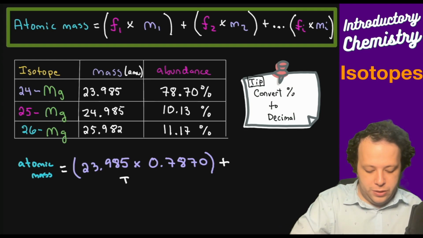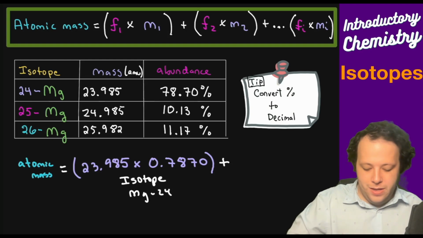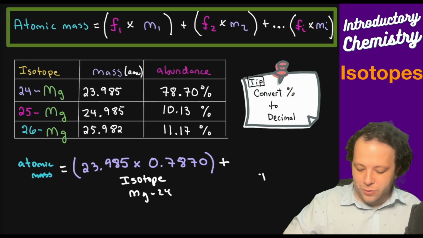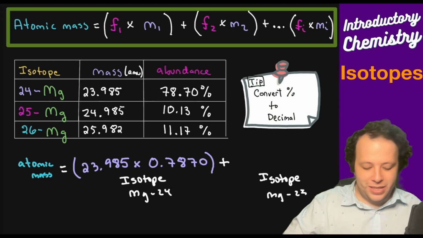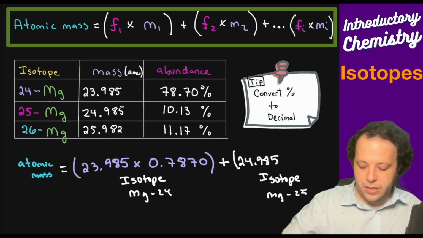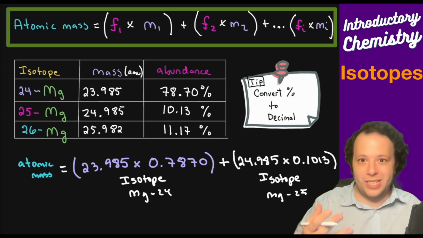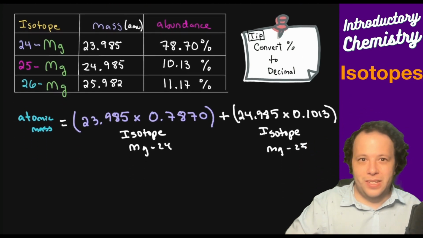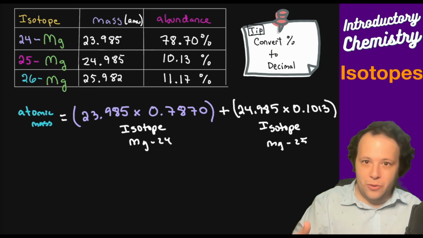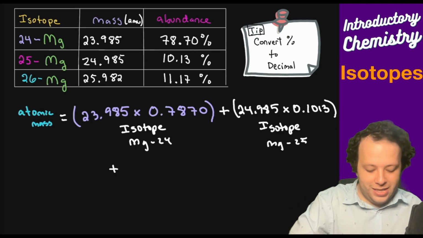So this is isotope 1, or we can even label it as isotope Mg24. Now what we're going to do is do the next one, which is isotope Mg25, and plug that into the equation as well. So we'll take 24.985, multiply that by 0.1013, which is our percent, once again converted. And then we will close our parentheses, add that to the next isotope. So the line will continue down here.